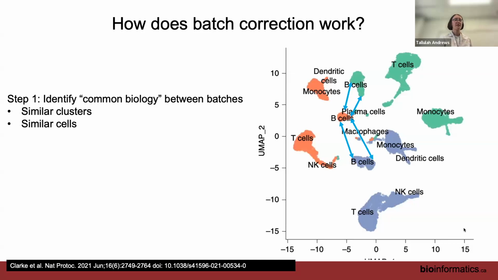You can also look for similar cells. So you could look for individual cells and what their most similar other cell is in the other batches. So here we might see these B cells, individual B cells, match each other across the different data sets. You can also look for similar factors, which is essentially looking at your principal components and asking how similar are my principal components to each other between my different data sets, and finding those principal components that are similar to each other.